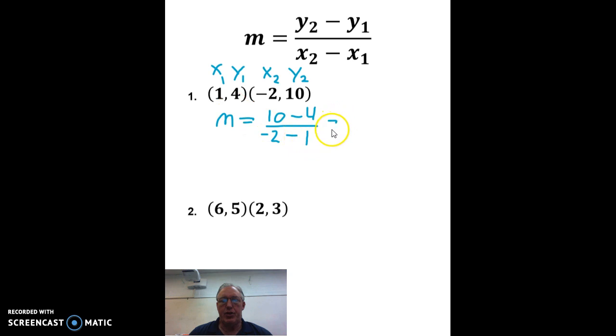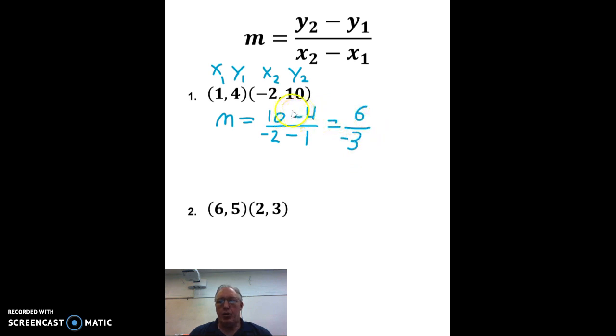So now we just have to do the math. Up here we have 10 minus 4. That's a 6. Over -2 minus 3. Adding 2 positives makes it a -3.